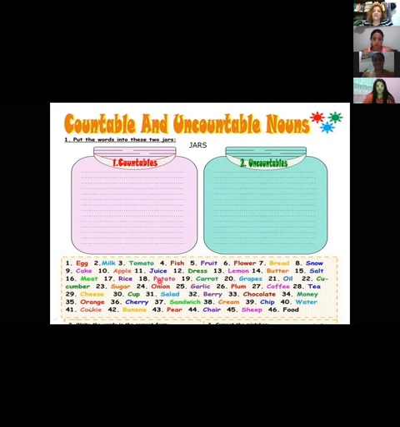Money. Very good. Then we have orange, cherry, sandwich, cream, chip. Chip is papitas, like Lay's. Butter, cookie, banana, chair, sheep, and food. Sheep is oveja, right? And food. So please, everybody, take a picture.